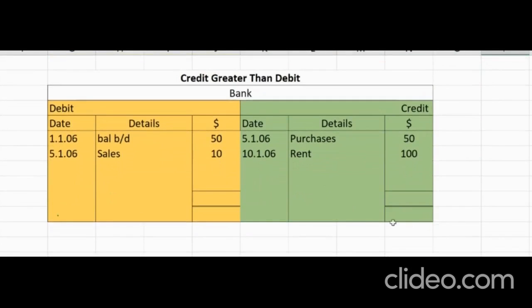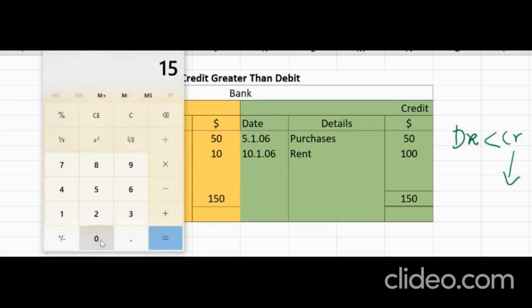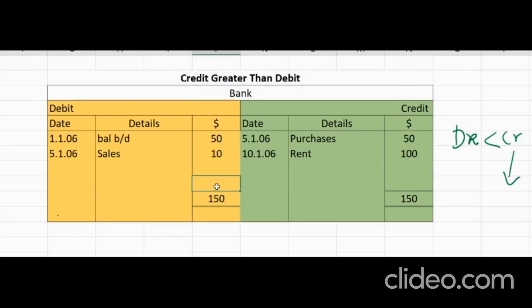Now, let's have a look at another ledger. I had opened a bank ledger here where the credit side is greater than the debit side. You can see the debit side has a total of 60 and the credit side a total of 150. So if the credit side is greater than the debit side, you bring down the credit value, which is 150. Bring it to the total, 150. Now find the difference between 150 and the debit side total, which is 60. Now you get the answer, which is 90.